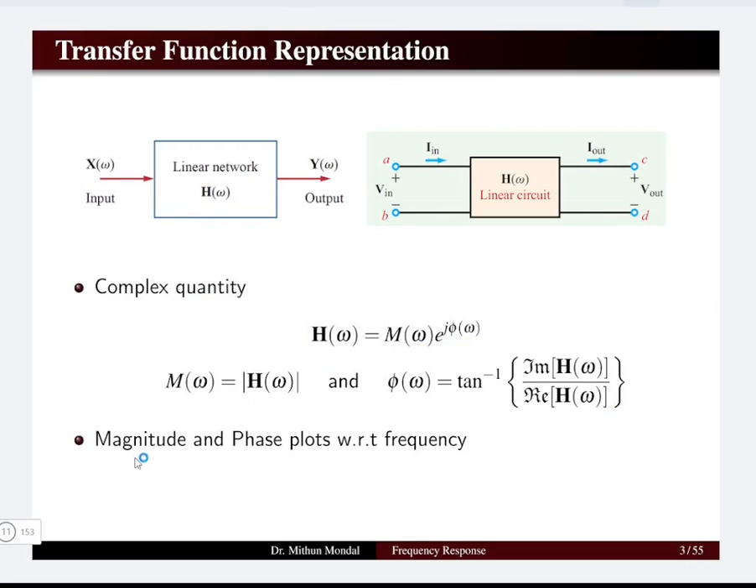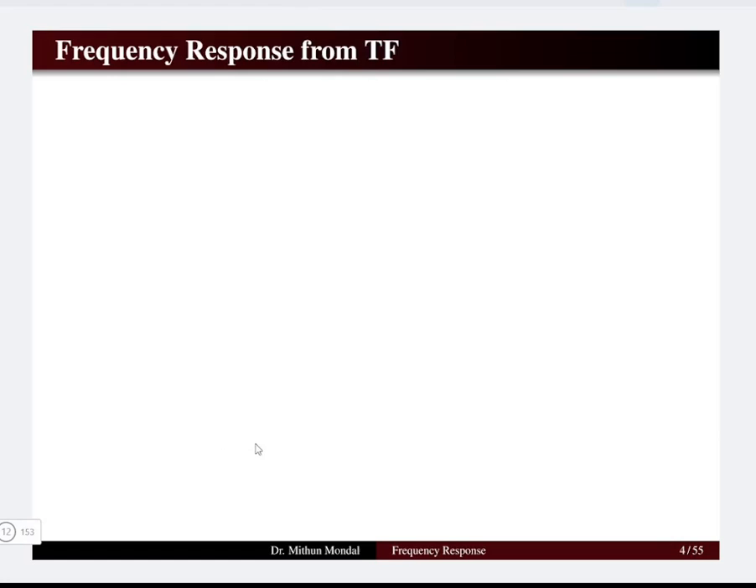Now we can plot the magnitude as well as the phase with respect to the frequency. It means when omega, which is the frequency, is varying, we can measure the magnitude as well as the phase with respect to frequency. That is known as the frequency response analysis. How do we determine the frequency response from the transfer function?